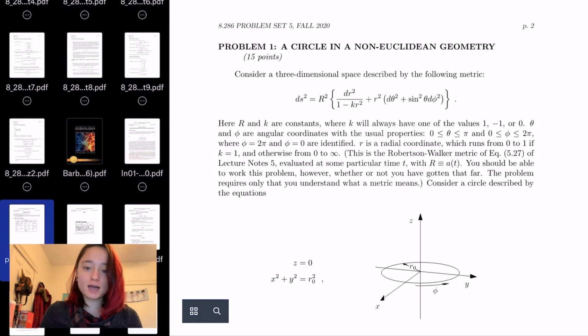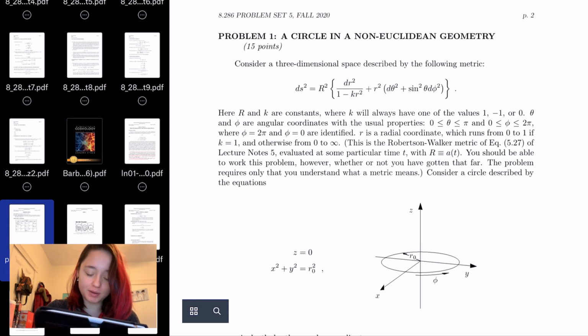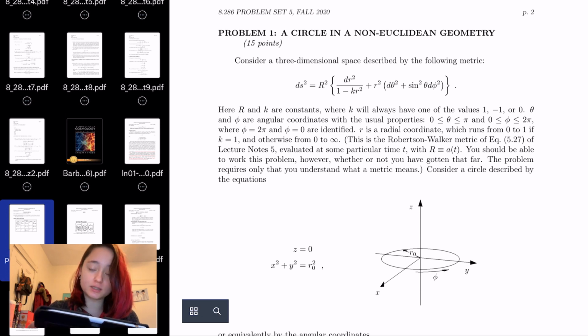Okay, for the last PSET, we're going to be taking a look at 8.286, which is MIT's intro cosmology course. It's called The Early Universe, and it's taught by Alan Guth, the creator of inflation. Pretty cool. So as we can see here, the first problem is about a circle in non-Euclidean geometry.